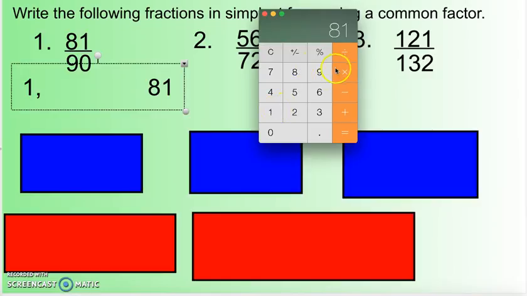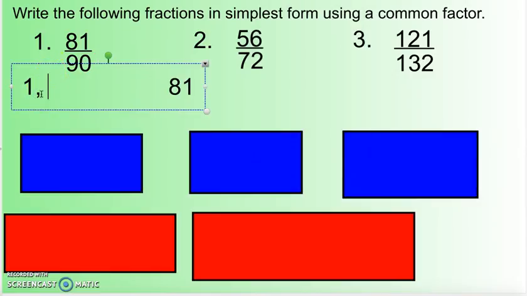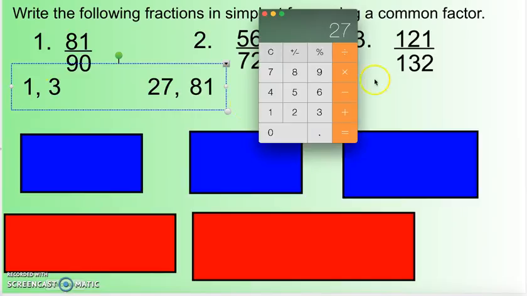Let's try 3. 81 divided by 3. Let's try it. 27. That works. So 3 is a factor, and the number that I get is 27. How about 4? Let's try 4. So take 81 divided by 4. A decimal. I don't want any decimals because that's not going to create a nice rectangular array. I need whole numbers. So 4 doesn't work.